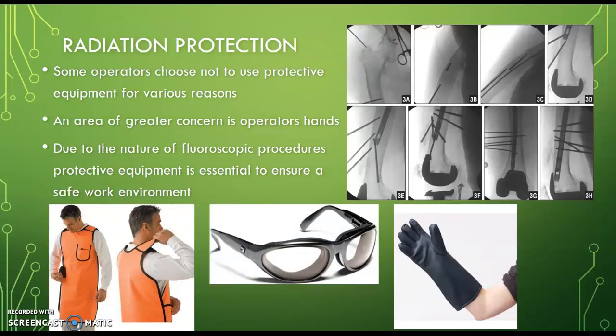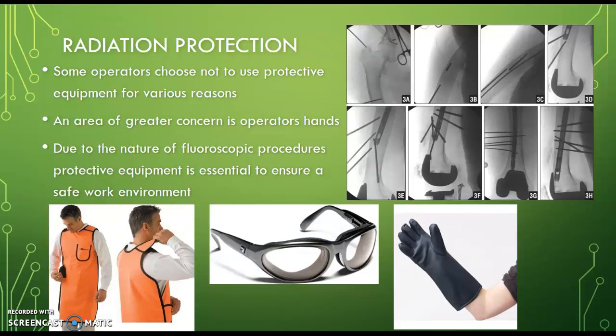An area of greater concern is the worker's hands, according to a study led by the U.S. National Library of Medicine. They found that within the direct beam, the surgeon's hands were exposed to 100 times more radiation than that of the operator at 15 centimeters from the beam, which really isn't that far if you think about 15 centimeters, but it makes a huge difference.